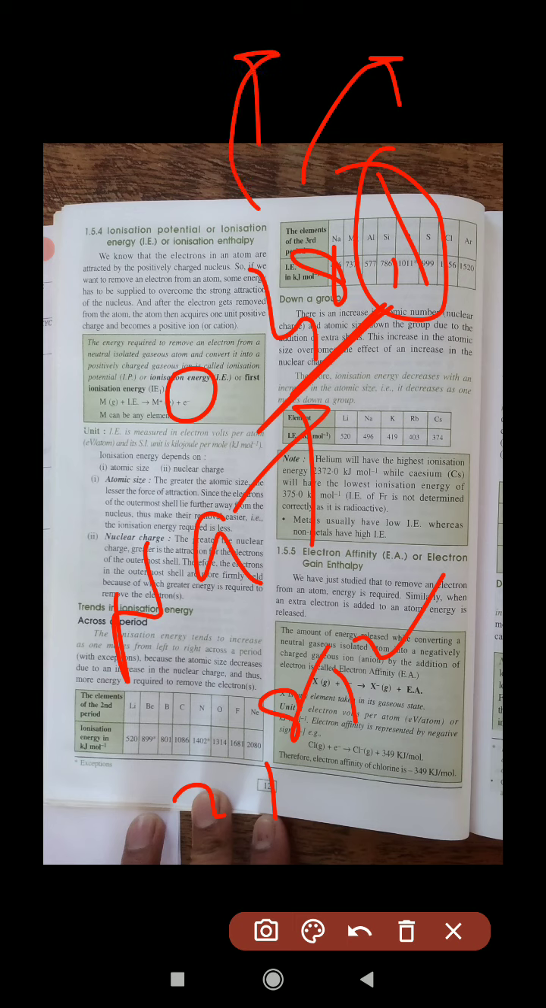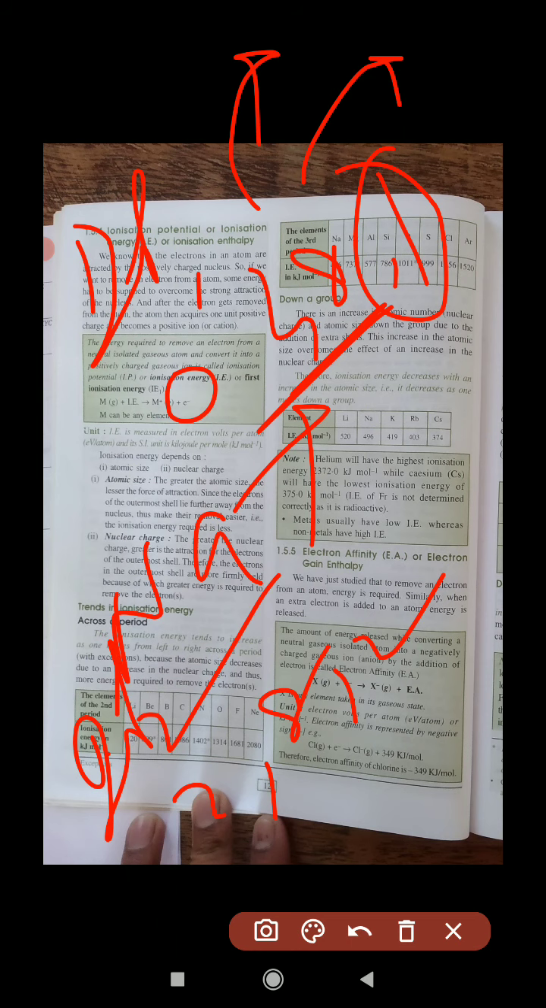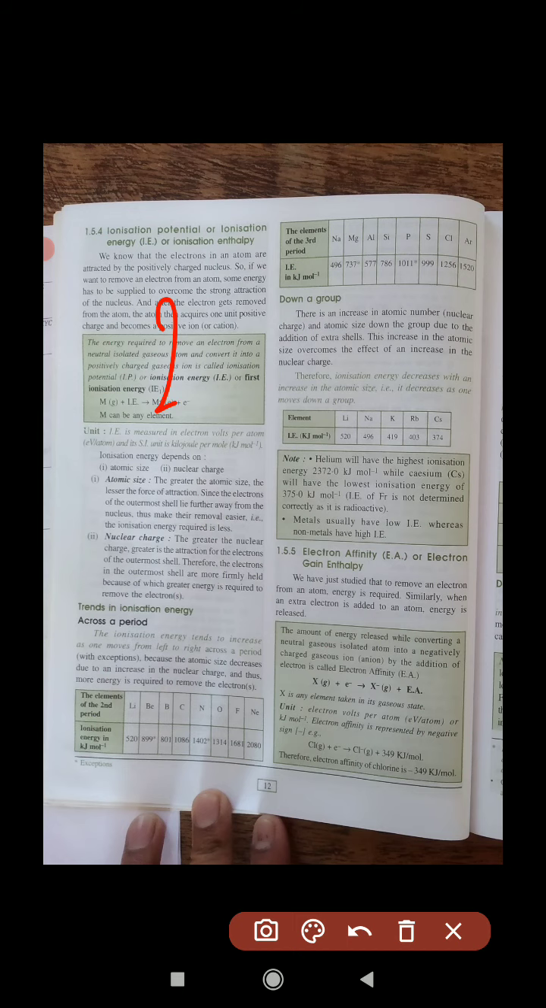The first electron removed is called ionization potential 1, or IP1, or IE1. Okay, it will be designated this way. IP1 means the first electron is removed. Now IP2, ionization potential 2, means the second electron is removed. So if you compare, students, I will explain over here, then you can understand.